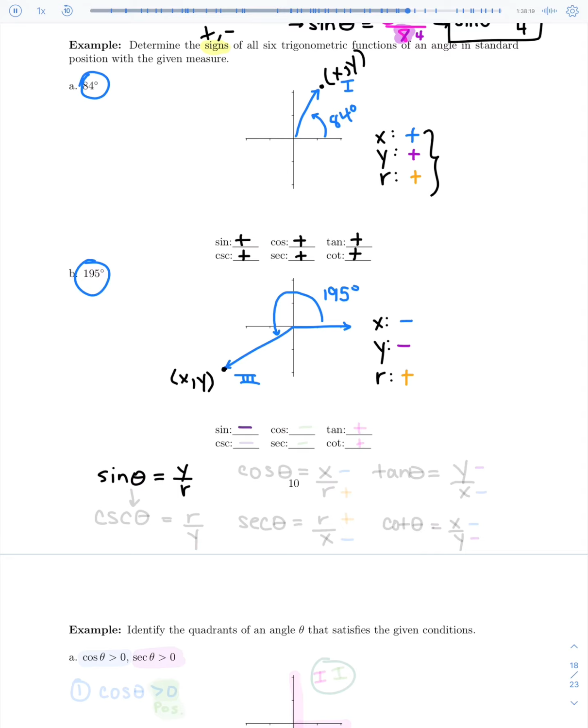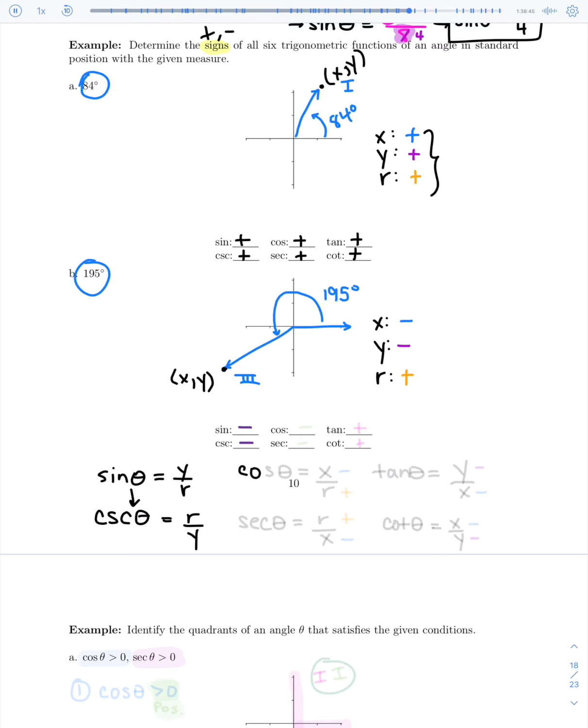Let's take a look at cosecant. Cosecant is going to be the reciprocal of sine, so it'll be r over y. So it means you'll have the same numbers, just flipped upside down. Well, what happens when you take a negative number and you flip it upside down? It will still stay negative. It's just the actual number will be upside down.